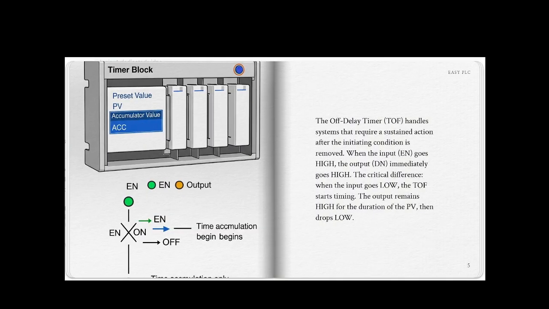The off-delay timer, TOF, handles systems that require a sustained action after the initiating condition is removed. When the input, EN, goes high, the output, DN, immediately goes high. The critical difference: when the input goes low, the TOF starts timing. The output remains high for the duration of the PV, then drops low.